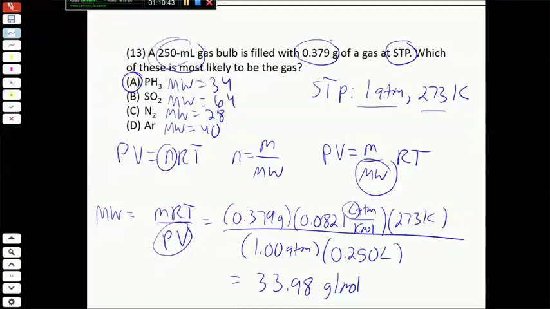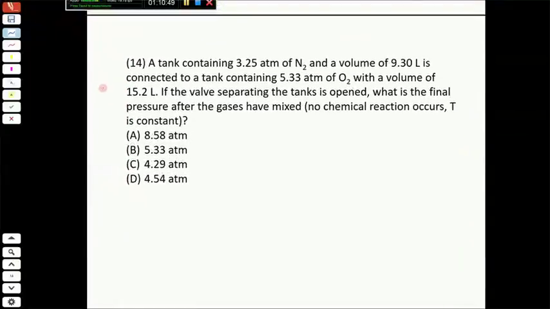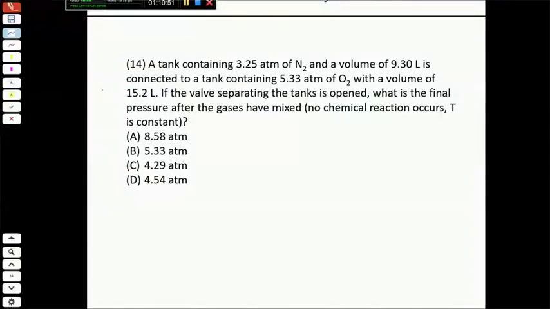All right, anything else? All right, on to number 14. So, more ideal gas problems. We have a tank that contains 3.25 atmospheres of N2 with a volume of 9.3 liters. We connect it to a tank that has 5.33 atmospheres of O2 with a final volume of 15.2 liters. If we open the valve between the two, what is the final pressure after the gases have mixed?